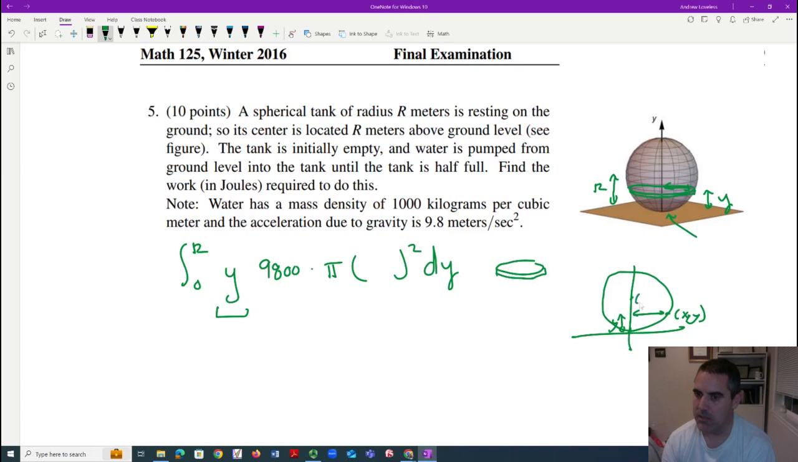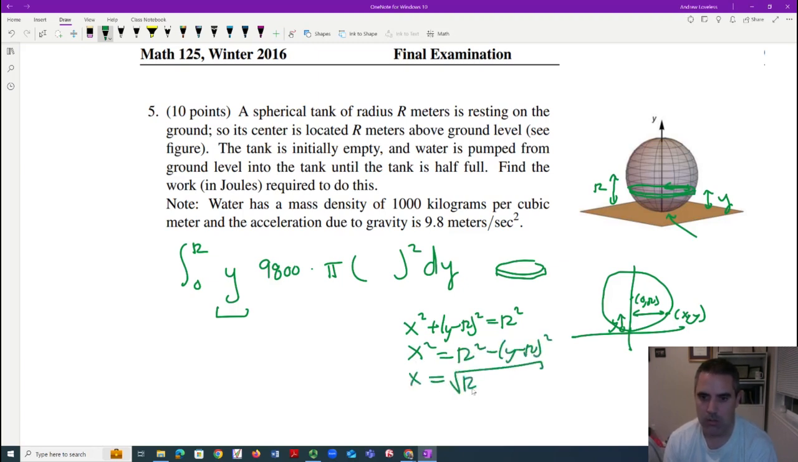The center is 0, r. So the equation of the circle is x squared plus (y minus r) squared equals big R squared. You'd like to know what x is based off of y, so x squared is R squared minus (y minus r) squared. And so x is the square root of R squared minus (y minus r) squared. That's what's going to go here. Then when you square, the square root goes away. Done. So I'm focusing just on this one piece.